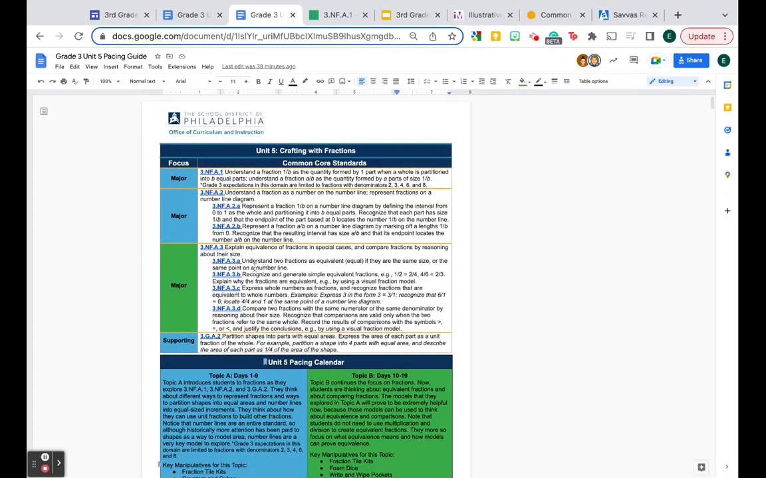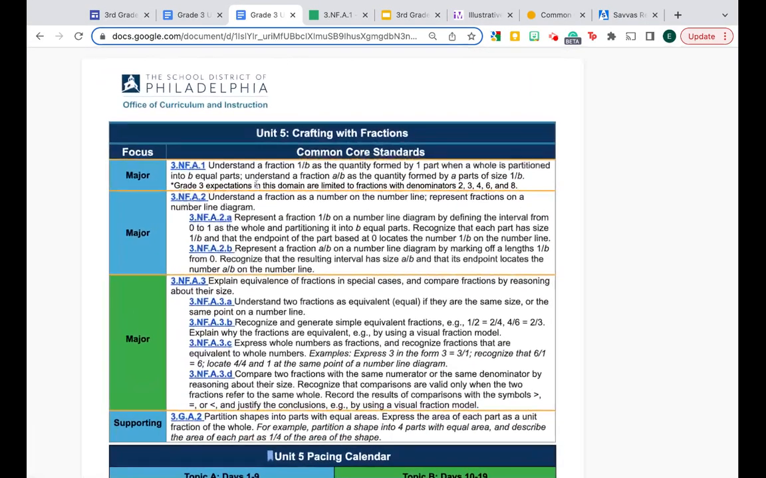Third grade, Unit 5, Crafting with Fractions. This unit is really all about fractions. But if you look at the standards, you'll see that although we have 3.NF.A.1, 3.NF.A.2, 3.NF.A.3, we also actually have a geometry standard. There are only 3 geometry eligible content in third grade, and one of them is actually about fractions. So we cover the other 2 in another unit, but in this unit, you do address some geometry as you think about how do we partition shapes into equal areas.